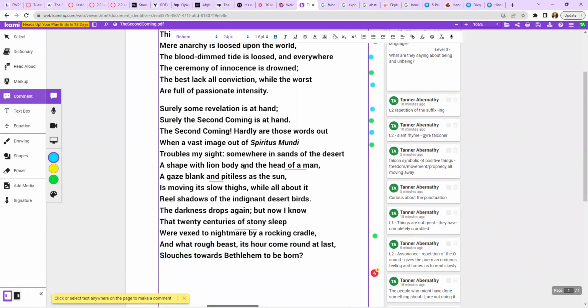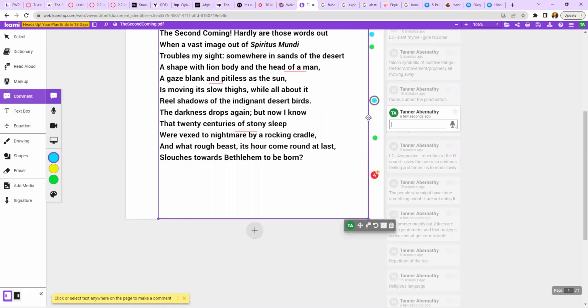These blank, real shadows of indignant desert birds. So when we have a lot of harsh sounds, you should be able to add to your little poetry word bank: that's called cacophony, or cacophonic. Caco is a prefix meaning ugly. So here it's a cacophony of sounds, which makes sense because it's also the sounds of birds. Indignant desert birds, the darkness drops again. D is a very slappy, hard sound. So we can say consonance again for the D there.